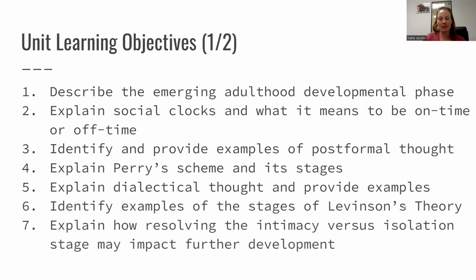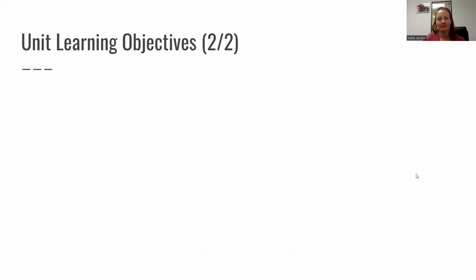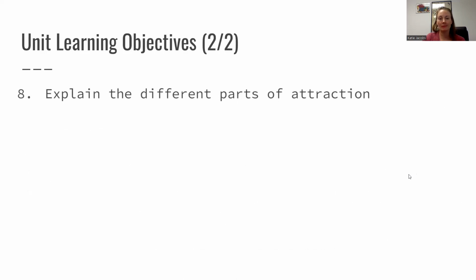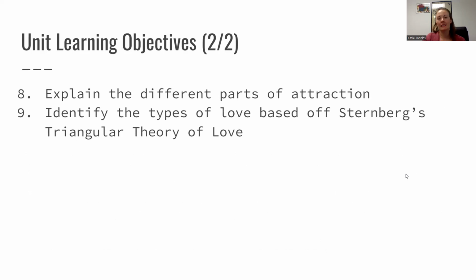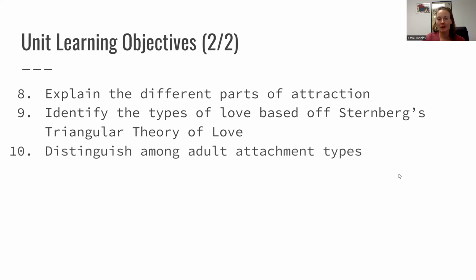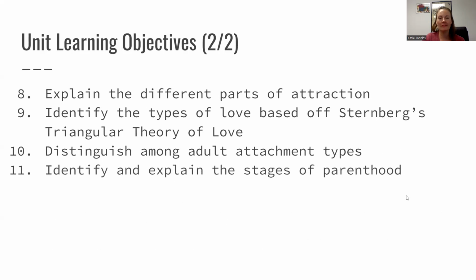I also want you to be able to explain how resolving the intimacy versus isolation stage may impact further development. I want you to be able to explain the different parts of attraction. Identify the types of love based off of Sternberg's triangular theory of love. Distinguish among adult attachment styles. Identify and explain the stages of parenthood.